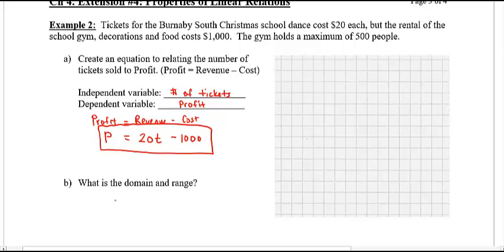Now, if I ask you for the domain, of course it is the independent variable, that's the T. How many tickets can you sell? Well, the lowest, that's right, 0. That's pretty sad. The highest, well, there's a maximum of 500 people, so you can't sell more than 500 tickets, because then you'd be in trouble with, like, the fire department. Or, of course, the number of tickets is a whole number. Now, the interesting thing is, what about the range?